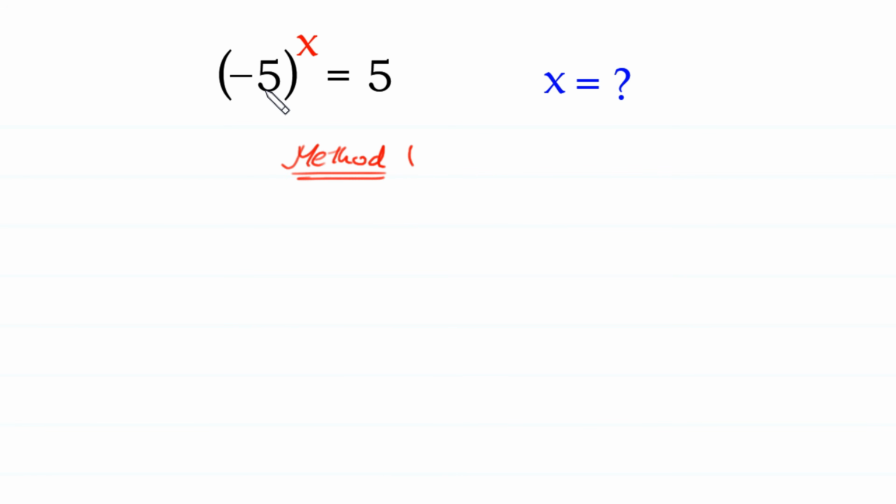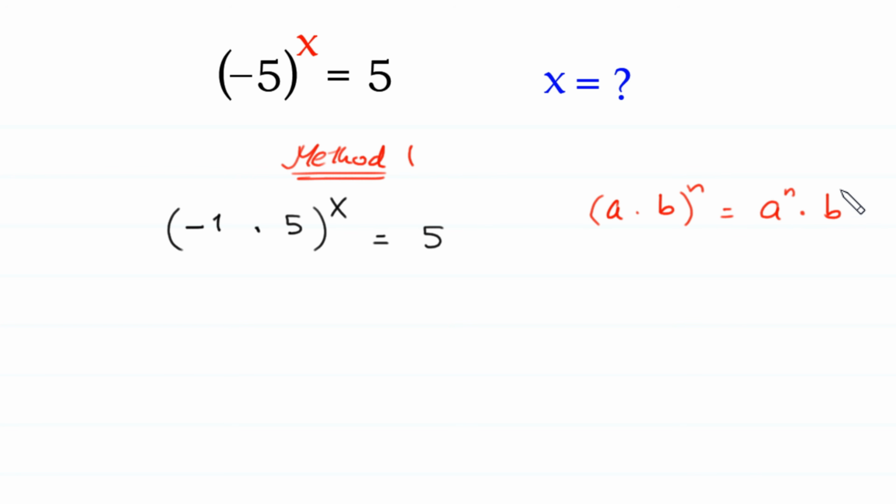We can write this negative 5 to the power x as negative 1 times 5 whole to the power x is equal to 5. Now, according to the property of exponents, a times b whole to the power n is equal to a to the power n times b to the power n. This power x becomes the power of this negative 1 and this power x becomes the power of this 5. Negative 1 to the power x times 5 to the power x is equal to 5.